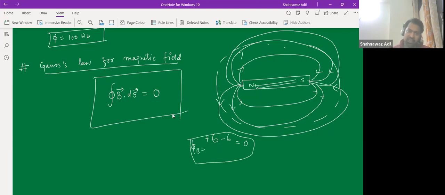Which means that there is no magnetic charge, right? There is no magnetic charge, which means that magnets always come in pairs, always in dipoles. So they always have two poles, this north pole and this south pole. You can't have a magnet which has only one magnetic charge. This is a very important law: it states that there is no magnetic charge.